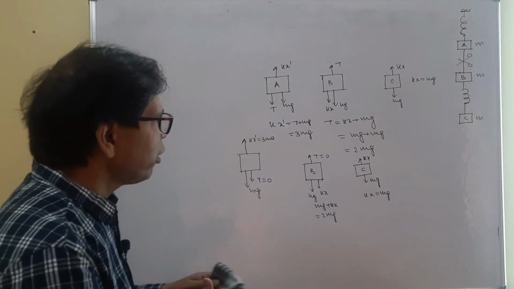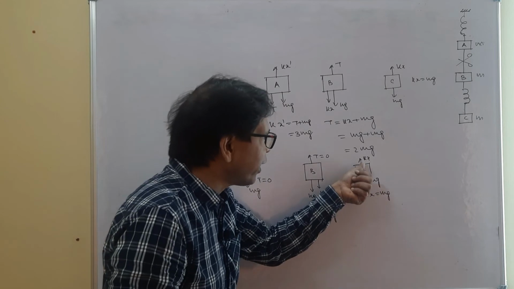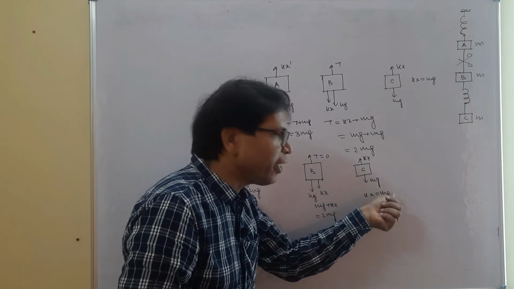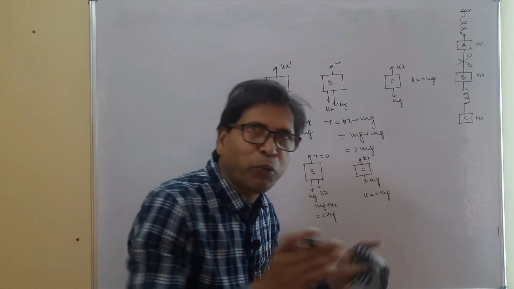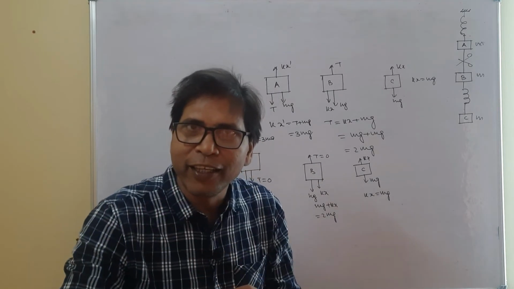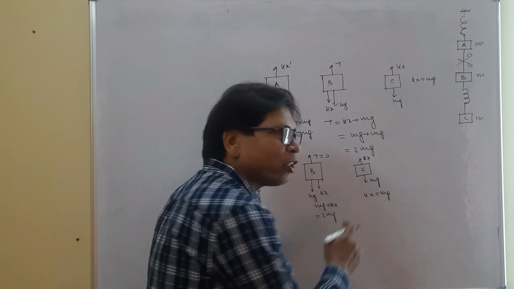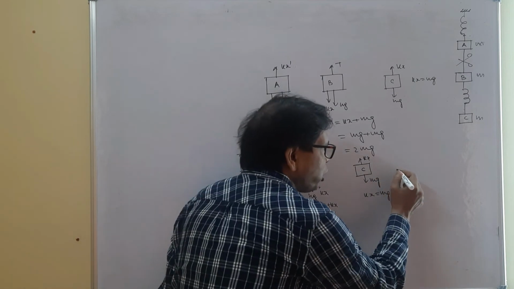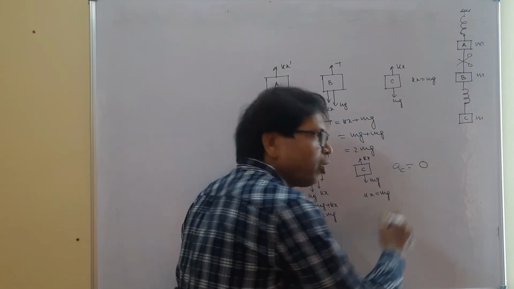Now look at the free body diagram. This is the kx and this is the mg. Kx is equal to mg, so there is no resultant force here. So what is the acceleration? Resultant force by mass, and the resultant force is 0. So the acceleration of C equals 0.